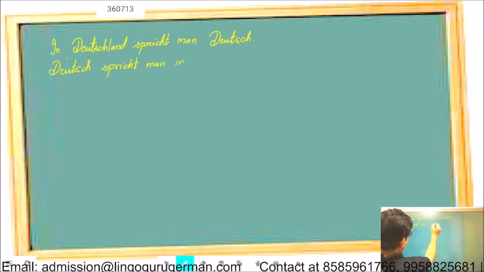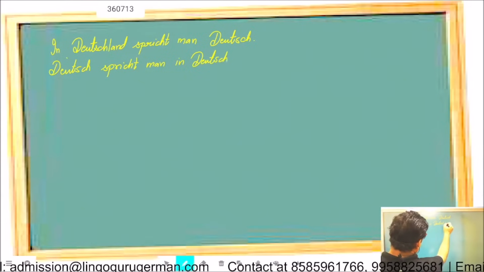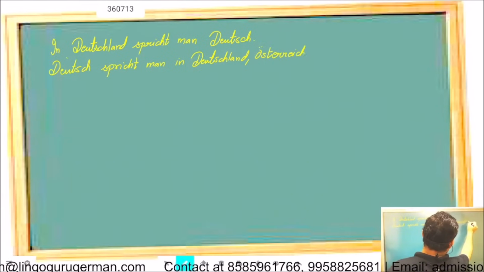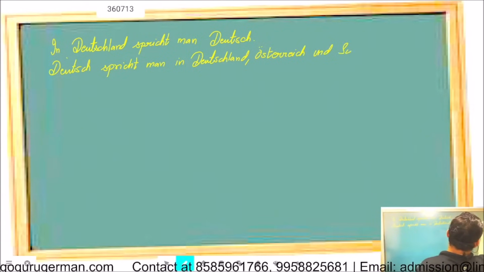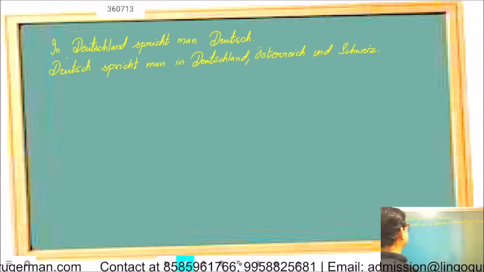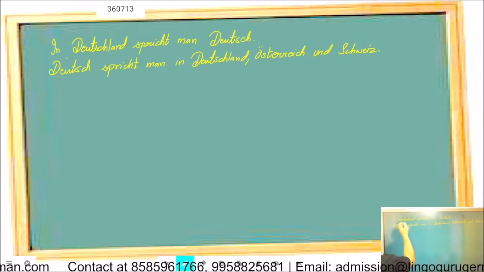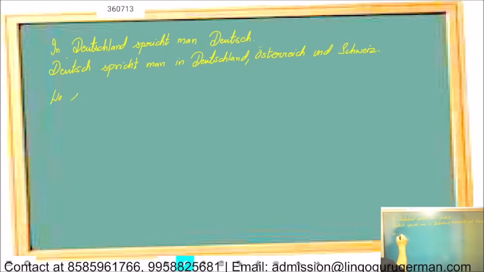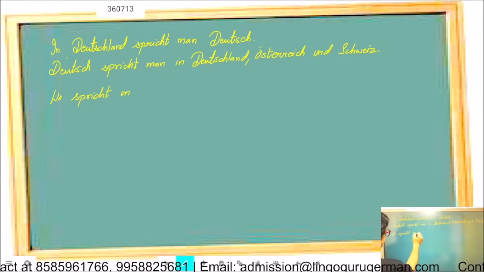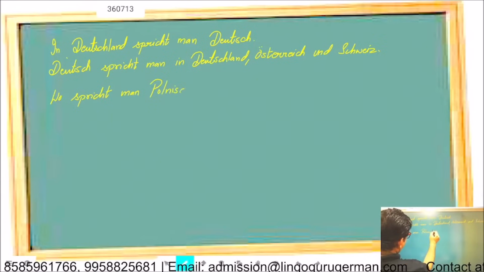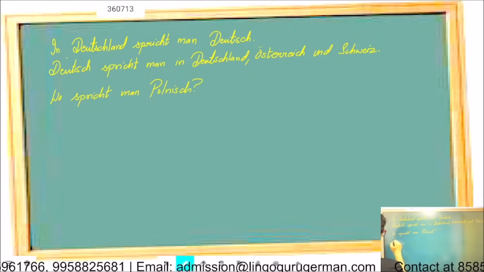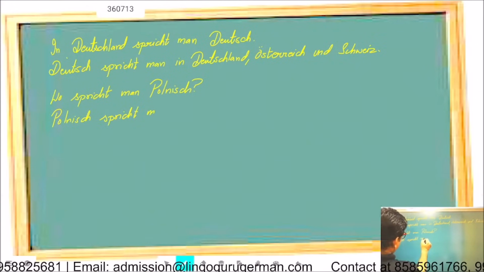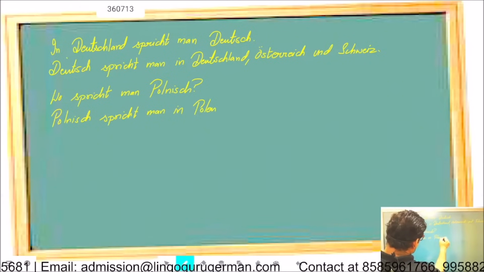spricht man in Deutschland, Österreich und Schweiz. So you can write whichever way you are comfortable with. In Deutschland spricht man Deutsch. If my question is, wo spricht man Polnisch? So you can write: Polnisch spricht man in Poland.